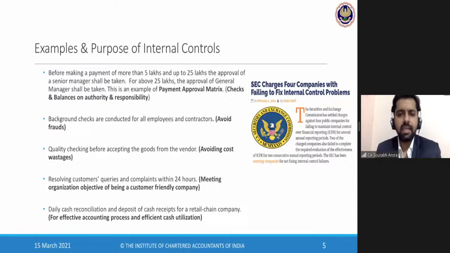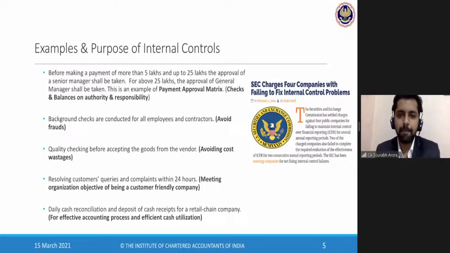For instance, here for this example company, before making a payment of more than 5 lakhs and up to 25 lakh rupees, the approval of a senior manager shall be taken. And for above 25 lakh rupees, the approval of a general manager shall be taken. This is an example of a payment approval matrix. So this is just an example, but what is the purpose of this internal control? To put checks and balances on authority and responsibility.